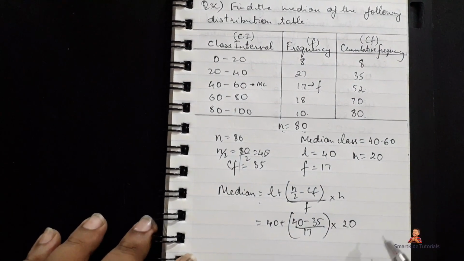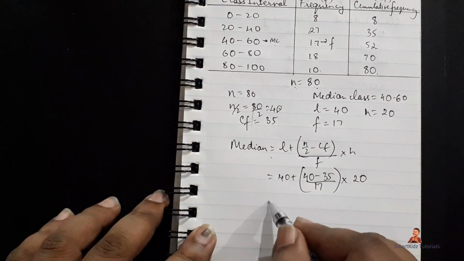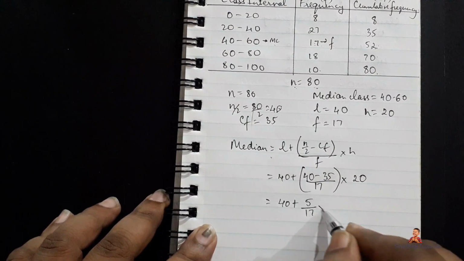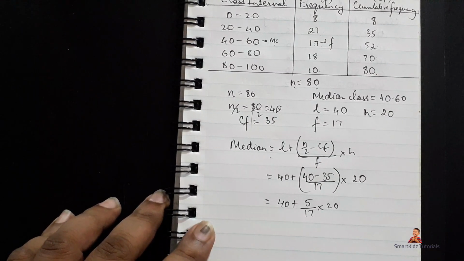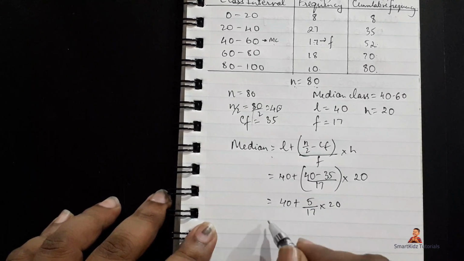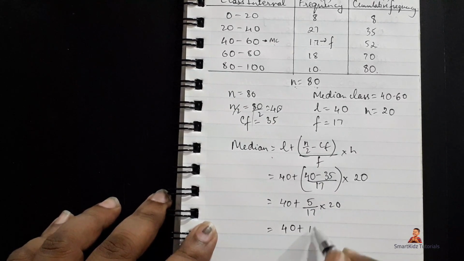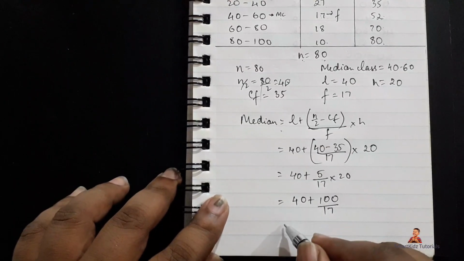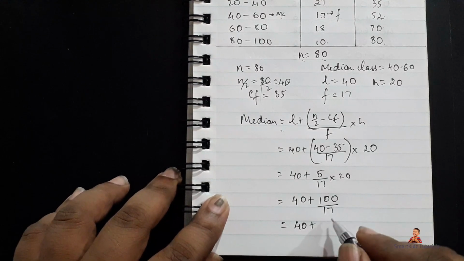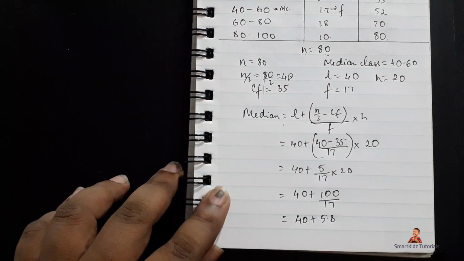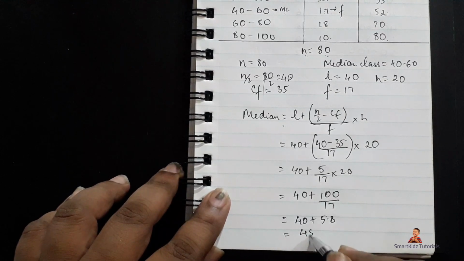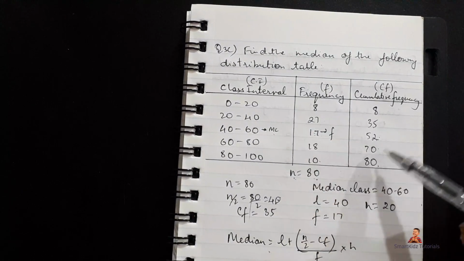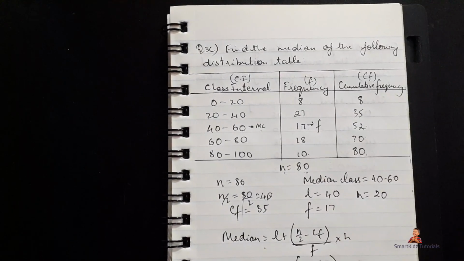So now we just need to calculate further. That will be 40 plus (40 minus 35) gives us 5, upon 17, into 20. Multiply 5 into 20, we'll get 40 plus 100 upon 17. So 100 divided by 17 will give us 5.8, so 40 plus 5.8. That means the median becomes equal to 45.8. That is the answer, or the median of this particular data.